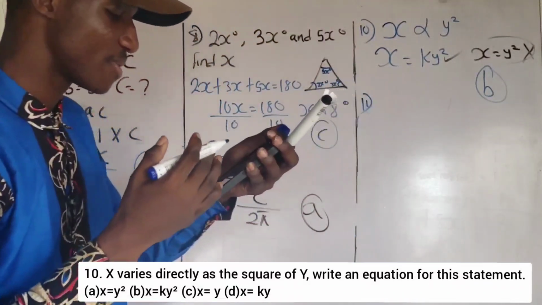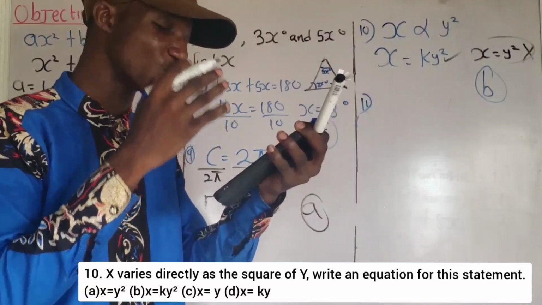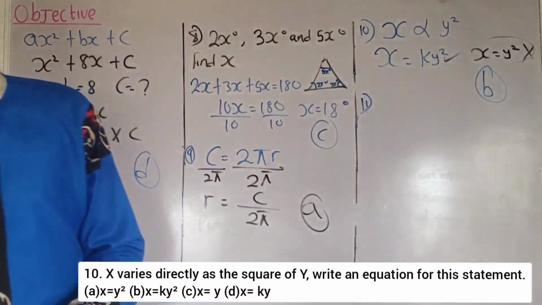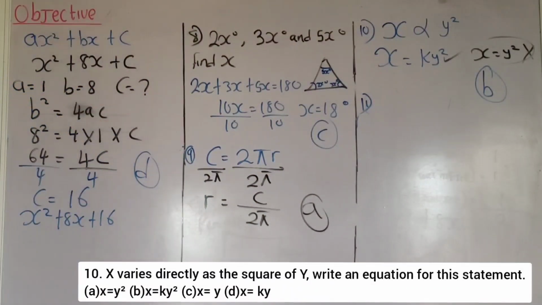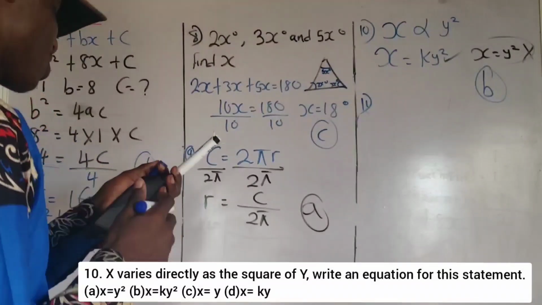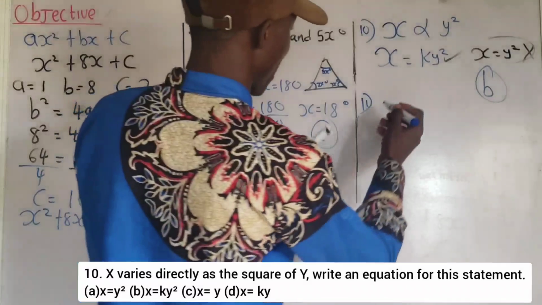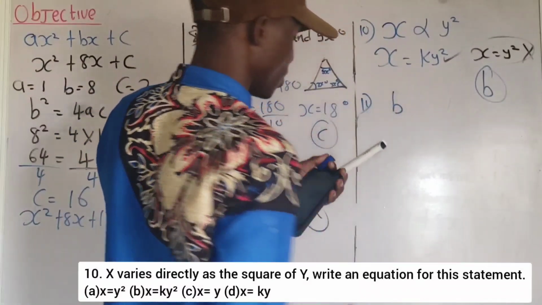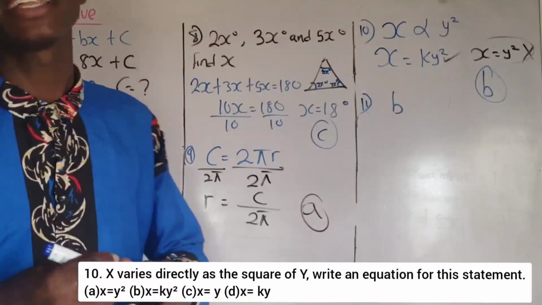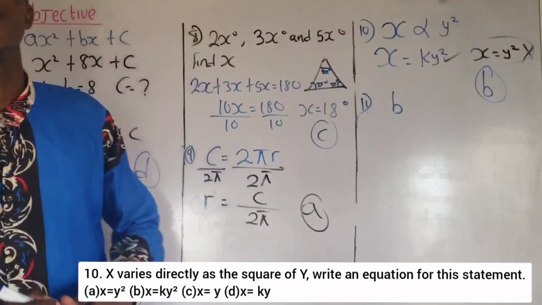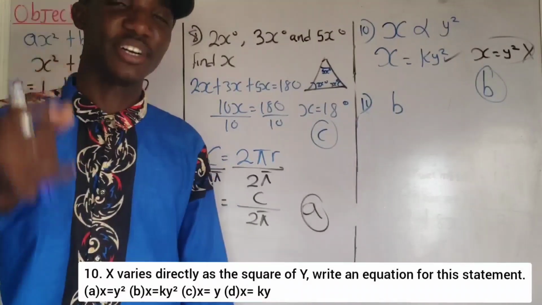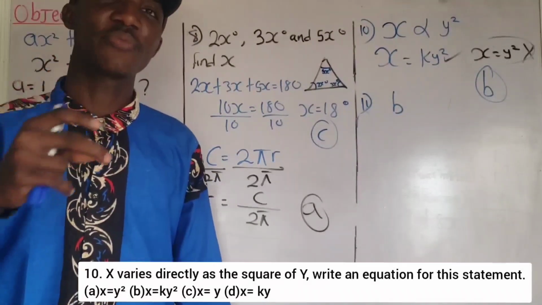For question 11, we have: a number that is not divisible by 2 is called dash. A, even number. B, odd number. C, prime number. D, factor. The right option is odd number. Option B is correct. If you divide an odd number by 2, you are going to have a remainder, a remainder of 1.